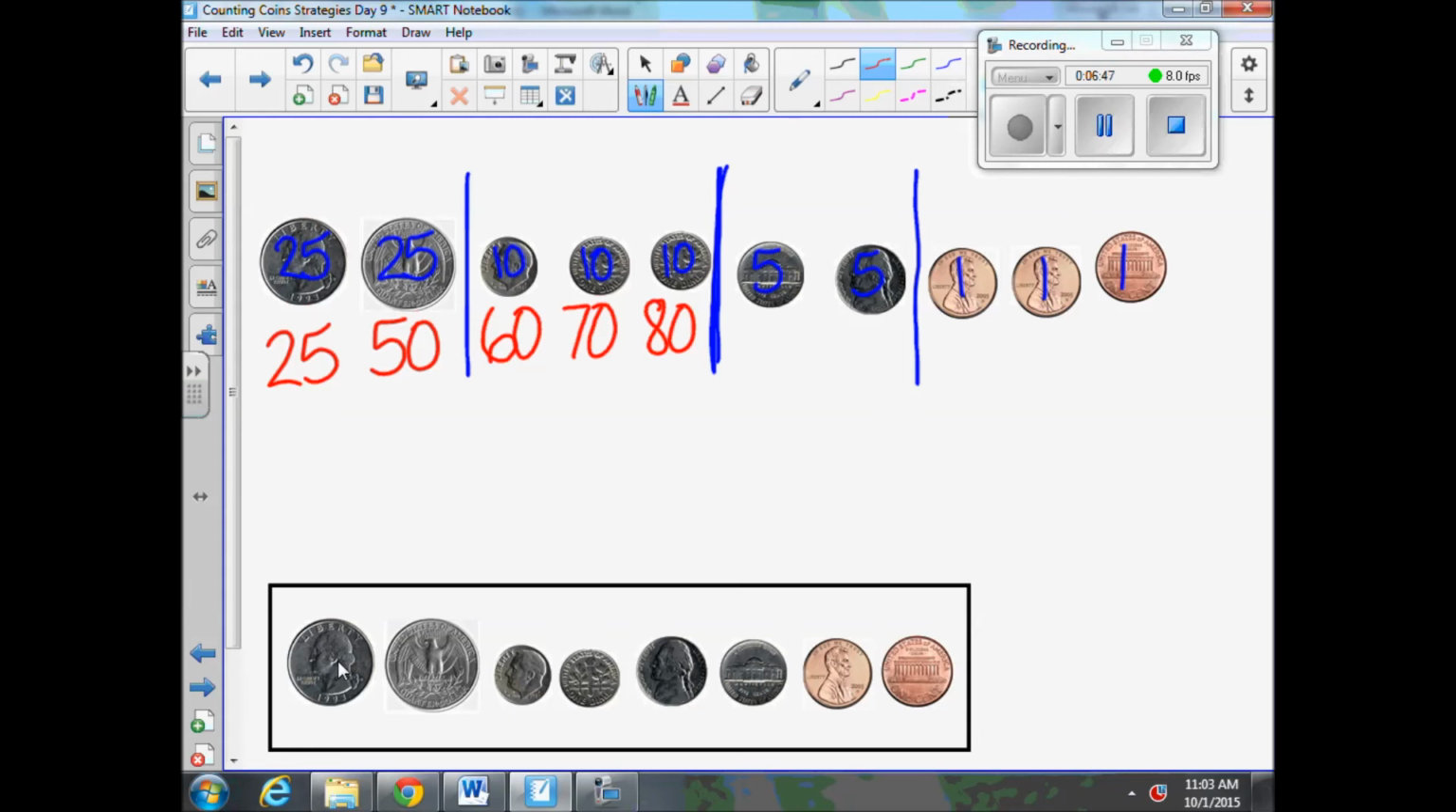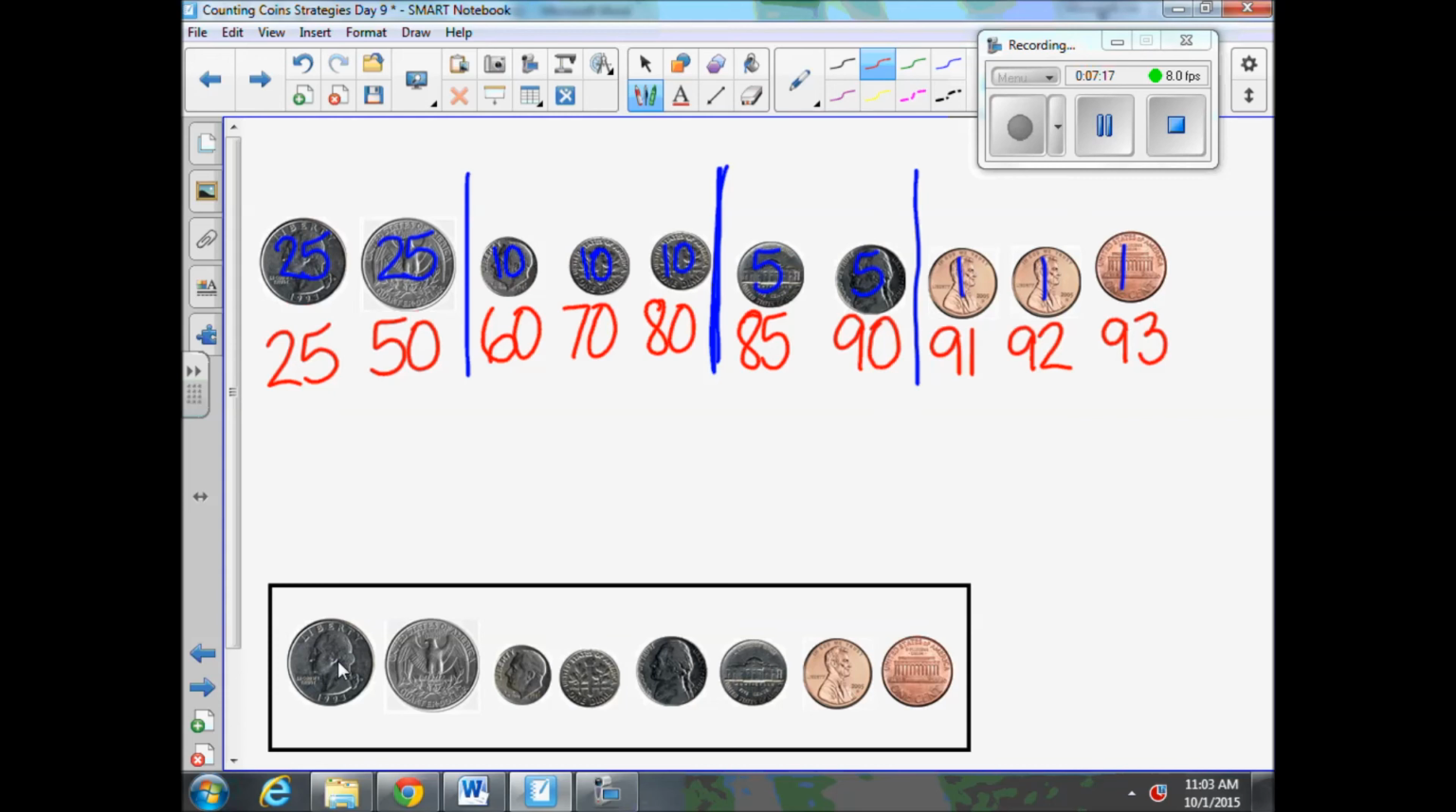50, 55, 60, 65, 70, 75, 80, 85, 90. And I'm stopping. So that now I know I'm going to start counting by 1, 90, 91, 92, 93. So when I counted that, Dad, what did Dad throw out on the table? 93 cents.